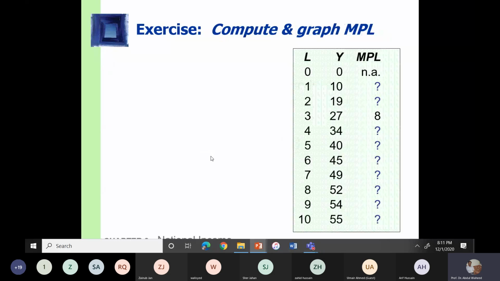Now this is the numerical example to compute and graph the marginal product of labor. We have labor here, and this is the output, which is the total product, and then we have to compute the marginal product. What would be the marginal product of the first labor?